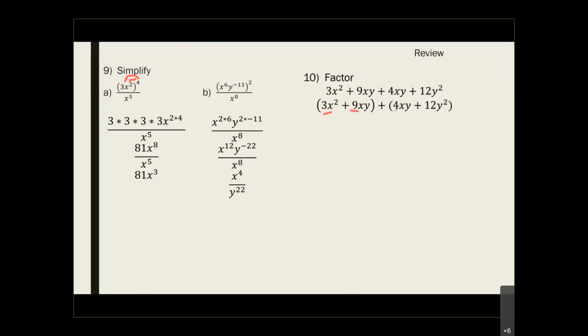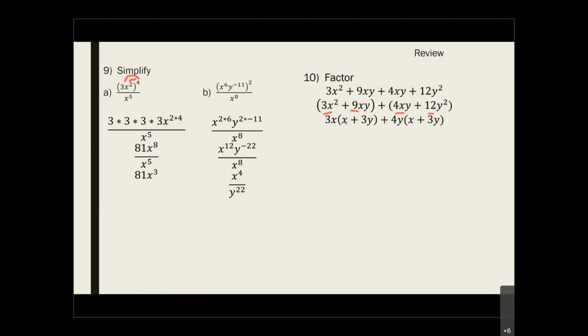In the second group, what can we take out? Hopefully you say that in the second group, you can take out a 4 and a y. So again, in the first group, I can take out 3x, which leaves me with x plus 3y. And in the second group, I can take out 4y, which leaves me with x plus 3y, because 4 going into 12 is 3.